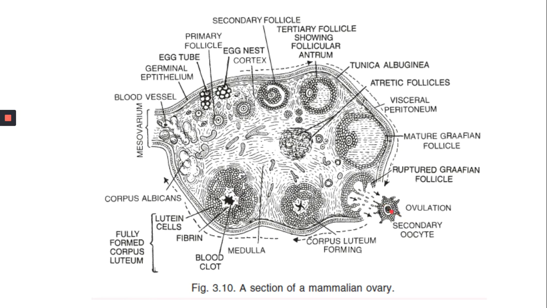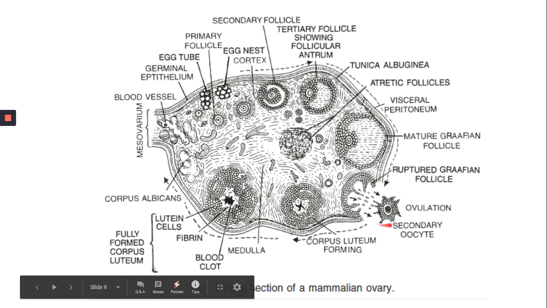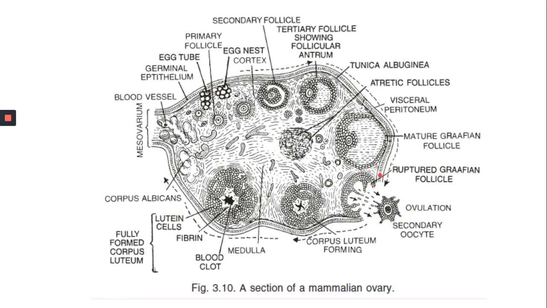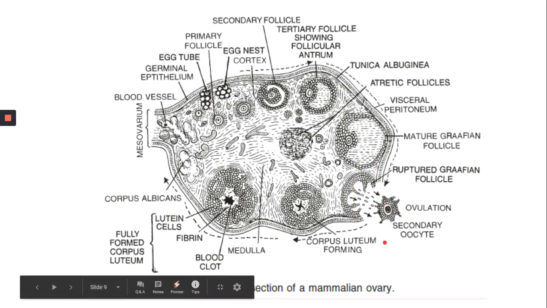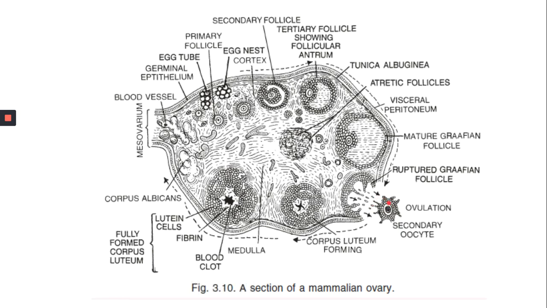And this is the time when the fimbriae will capture this oocyte. So notice that the oocyte leaves the ovary only after the first meiotic division. Okay, second meiotic division has not happened yet. So this egg cell is leaving the ovary in its secondary oocyte stage.